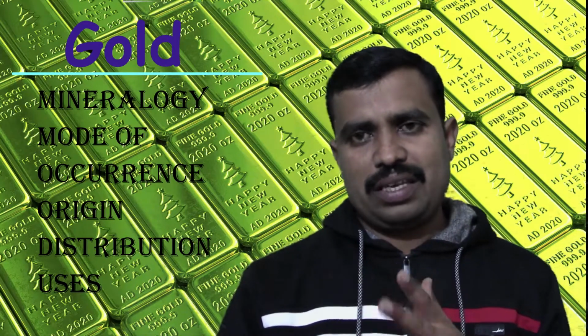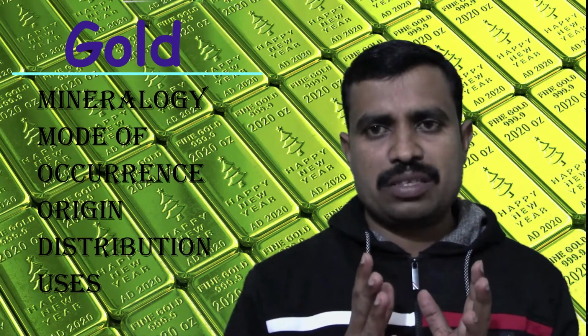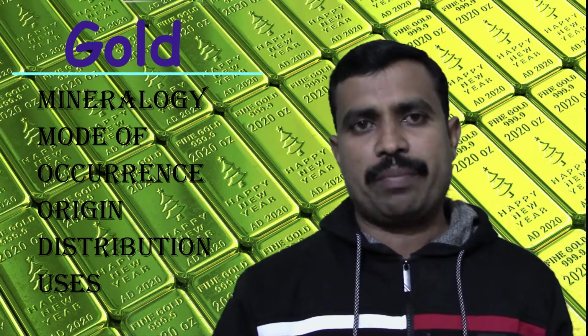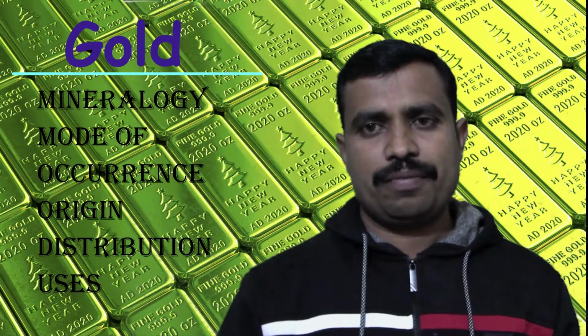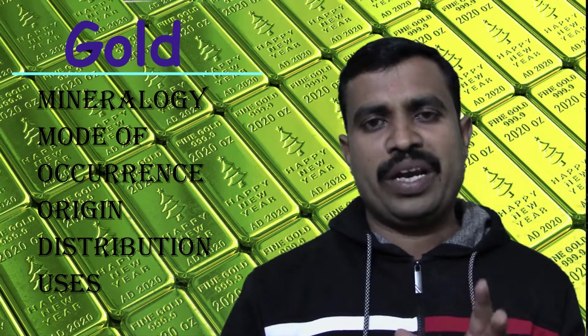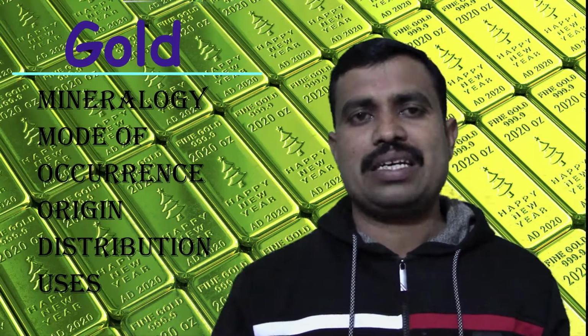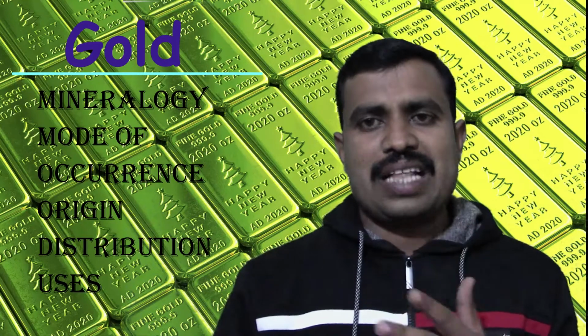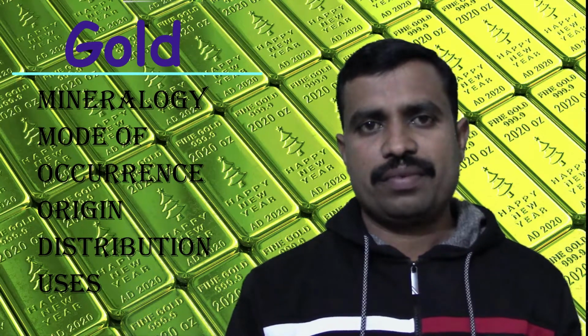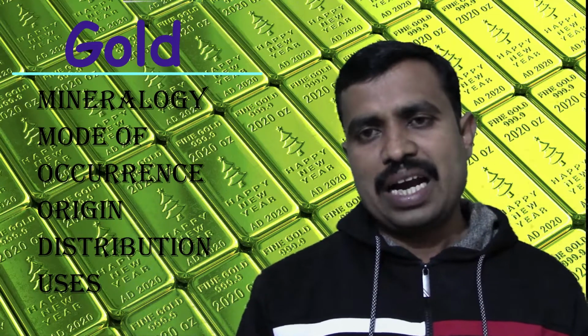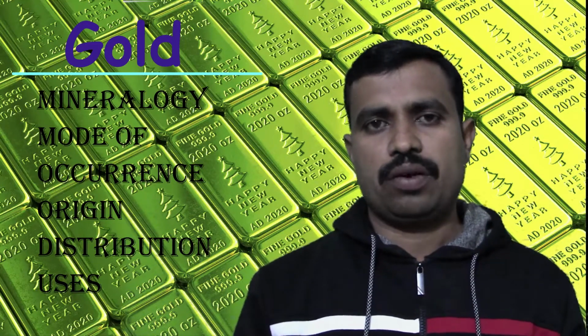Mode of occurrence: a gold deposit is formed by the magmatic process, meaning it is a crystallization product of the magma. Then contact metasomatic, which is one of the metamorphic processes. Third is replacement, where the earlier rock or mineral is replaced by gold, which may be massive lodes or disseminated deposits. Then the hydrothermal process, that is cavity filling: fissure veins, stockworks, saddle reefs, and breccia deposits are modes of occurrence of these gold deposits.